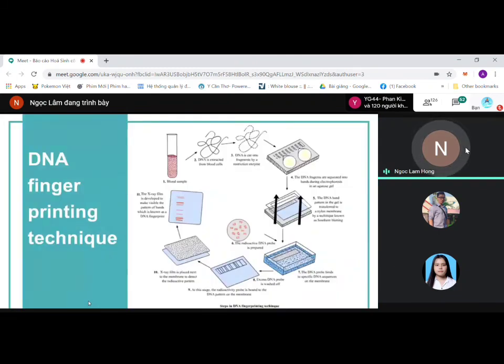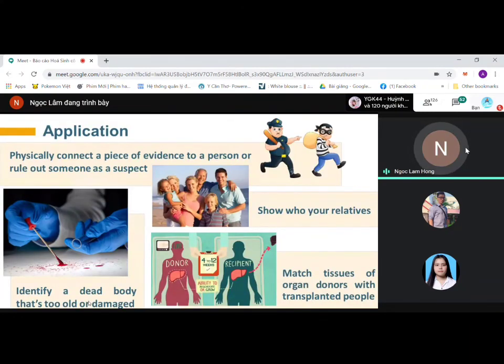Okay, we go to DNA fingerprinting. And as you know before, this is what makes DNA fingerprinting a useful tool. It allows us to identify an individual from biological samples. It's called fingerprinting. And the applications are to physically connect a piece of evidence to a person or rule out someone as a suspect, show who your relatives are, or identify a dead body that is too old or damaged, and match tissues of an organ donor with transplanted people.